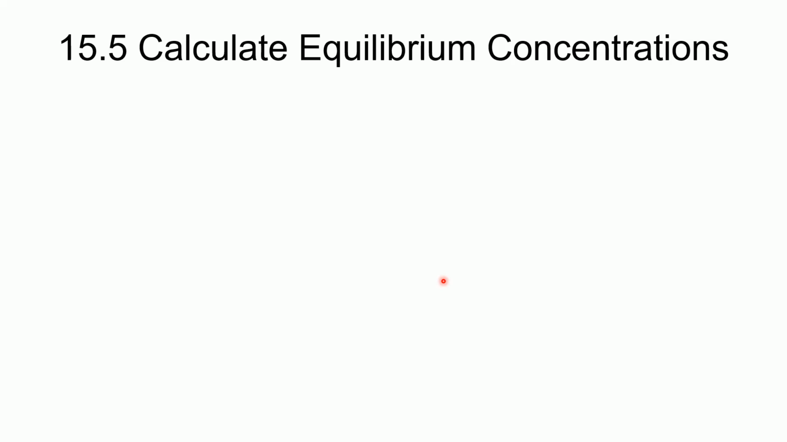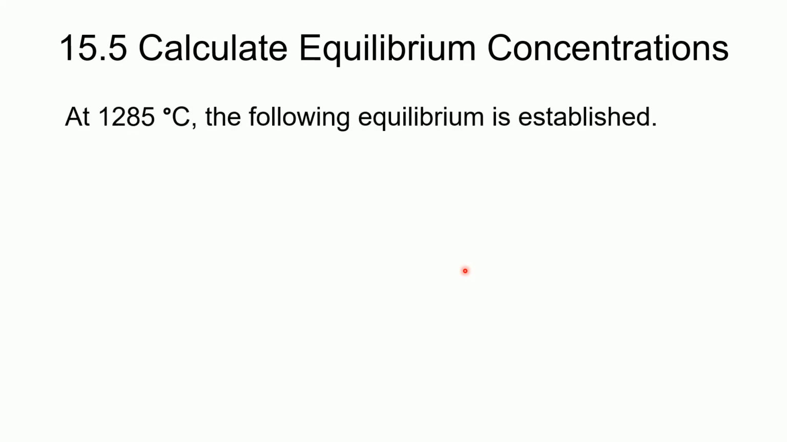So next, we want to look at calculating equilibrium concentrations. So we're going to look at the example here. At 1285 degrees Celsius, we get the following equilibrium established. Bromine, Br2, is in equilibrium with 2Br, and has an equilibrium constant of 1.04 times 10 to the negative 3.